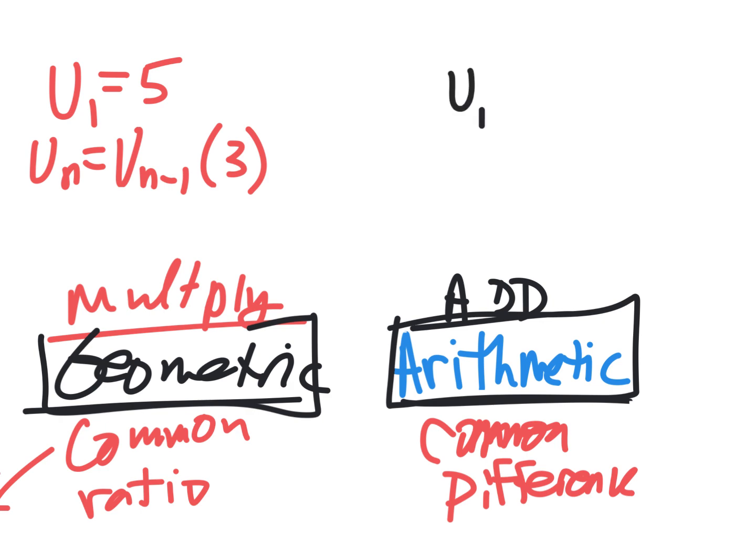This one would be like the same thing. U sub 1 equals 5. Starts with a number. Doesn't matter what. Always means always. U sub n minus 1. And then let's say I want to add something each time. Plus 2.